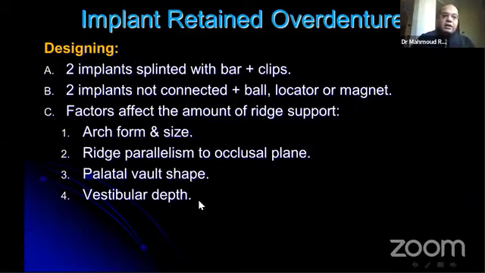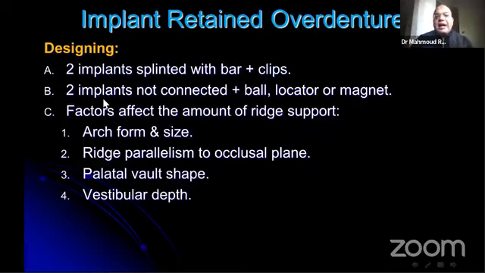The design here: 2 implants at least with a splinted bar, and retention will be gained by clips or sleeves, or non-splinted 2 implants. Non-splinted means not connected to each other. We can use with them the ball attachment, locator, equators, or magnets. This is a solitary attachment, not splinted.